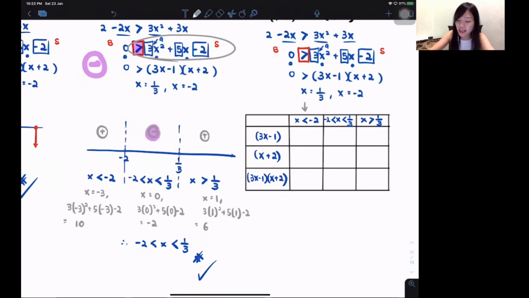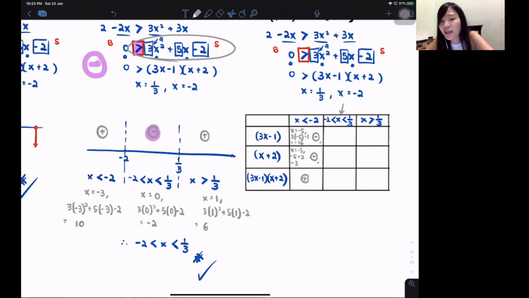So x smaller than negative 2. Let's say negative 5. You see, I purposely choose a different number from just now, so that you know that any number can work. So x equals negative 5. If I substitute into this equation, it becomes 3 times negative 5 minus 1. I get negative 16, so it's negative. How about this one? I again substitute negative 5. Negative 5 plus 2, I get negative 3. Okay, negative. At the bottom, negative times negative is positive, because it's the combination of the two brackets, times them together, right?